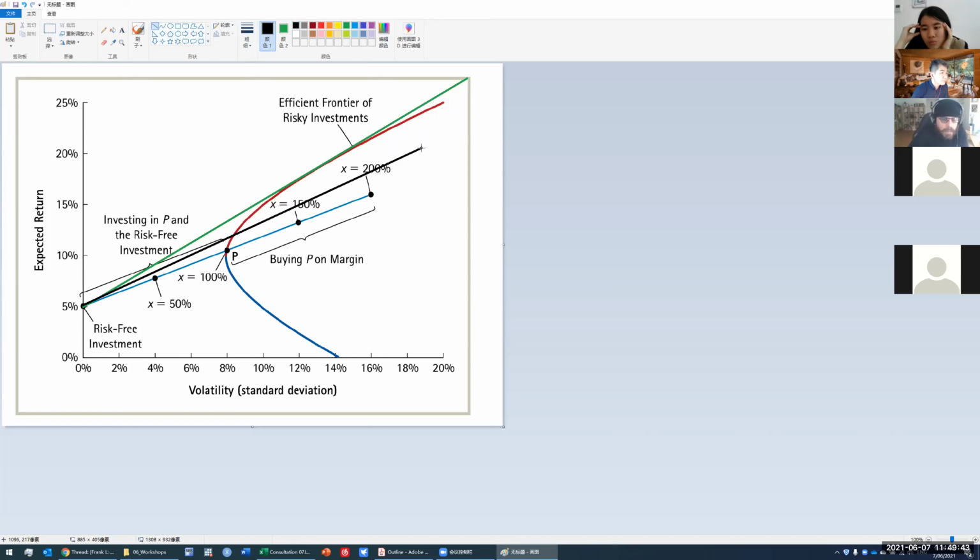Let's draw another black line. If you compare the green line and the black line, the reason why we prefer the green line over the black line is because the black line is not as efficient. If you pick any point, you can see that the green line does a much better job than the others, because the green line will give you higher return for the same risk, right? So you want to do the green line.